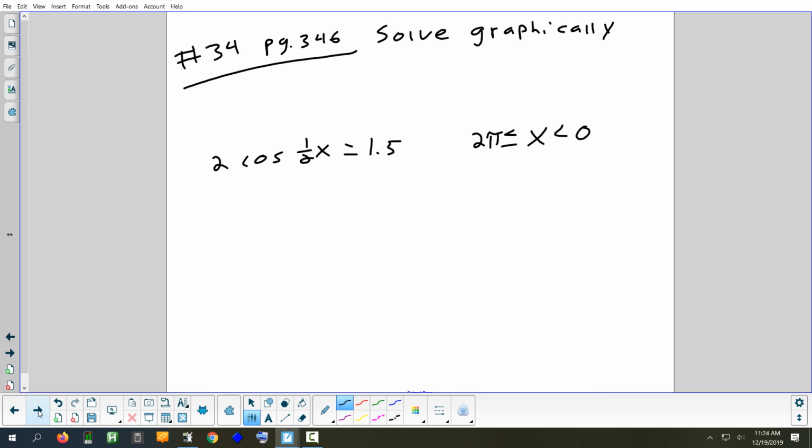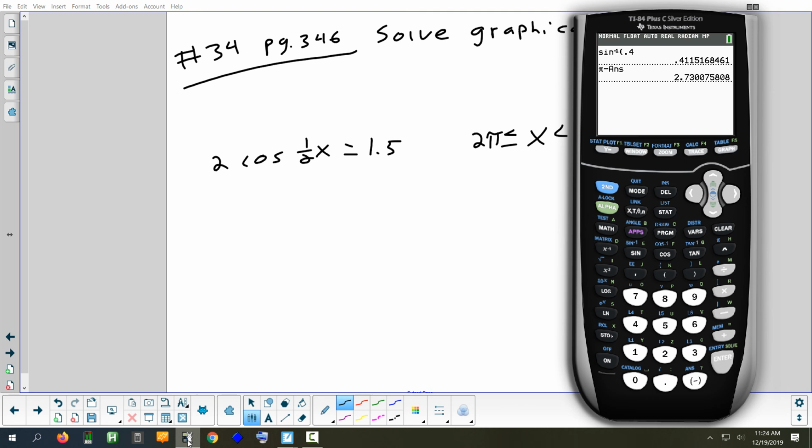All right, let's do this one. Someone give me a different way to do this one besides the way Zach said the first time. But still graphical. Graph 2 lines, one that's 2 cosine half x, and one that's 1.5. Yep, 2 cosine. It's just easier for me to type 0.5x so I don't have to use the fraction. So I've got that. I've got that.